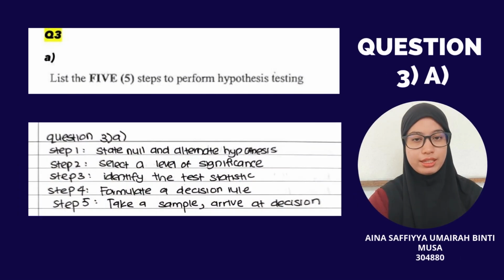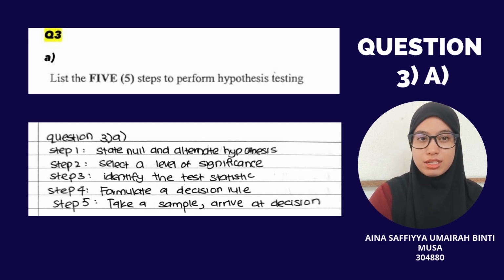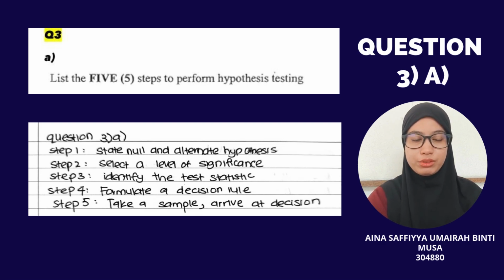For question 3A, there are 5 steps to perform hypothesis testing. Step 1, state the null and alternate hypothesis. Step 2, select a level of significance. Step 3, identify the test statistic. Step 4, formulate a decision rule. Step 5, take a sample and arrive at a decision whether to not reject H0 or reject H0 and accept H1.